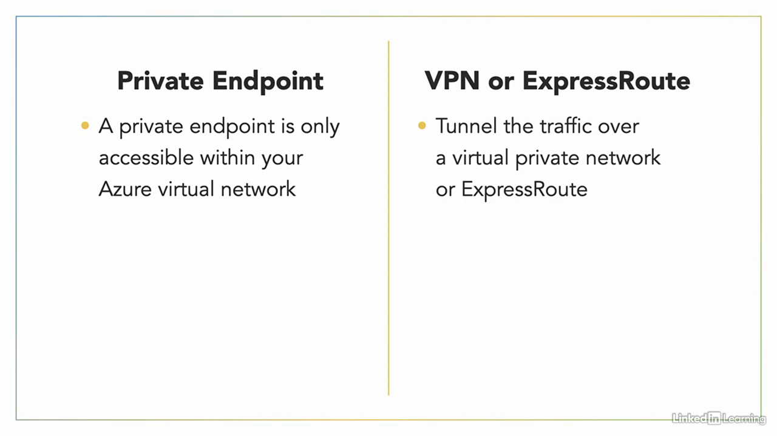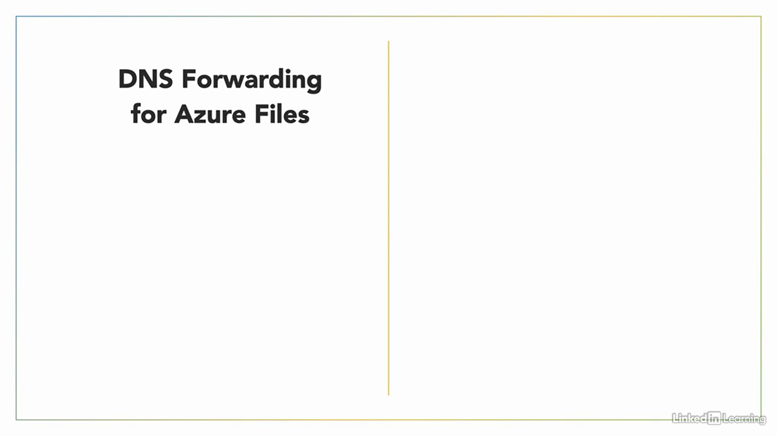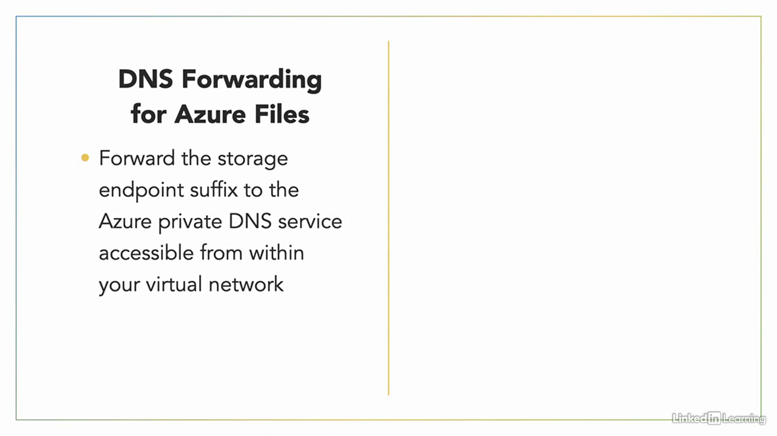So when you establish a network tunnel between your on-premises network and Azure, you are pairing your on-premises network with one or more virtual networks in Azure. A virtual network or VNet is similar to a traditional network that you would operate on-premises. Now you need to configure DNS forwarding for Azure Files. So for connections to your storage account to go over your network tunnel, the fully qualified domain name (FQDN) of your storage account must resolve to your private endpoint's private IP address. To achieve this, you must forward the storage endpoint suffix core.windows.net to the Azure private DNS service accessible from within your virtual network.